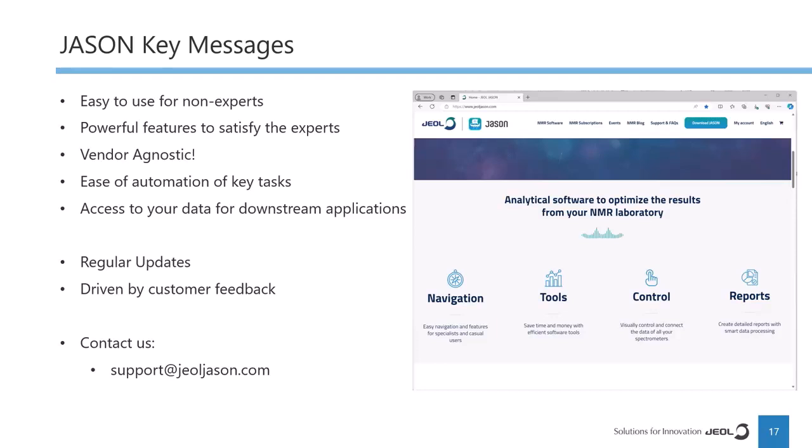We're vendor agnostic, so we don't care where the data comes from. High field data, benchtop data, it's all the same once it's within JSON. And we have a number of tools to automate key tasks and provide access to your data for downstream applications. I haven't talked about that in this presentation, but those tools are available. We have regular updates. So as I mentioned, JSON has feature updates that are released every 3 months, and bug fixes that are released every month. And we're driven by customer feedback. So if you try JSON out, if you use JSON, please tell us what works, what doesn't work, and let us know.